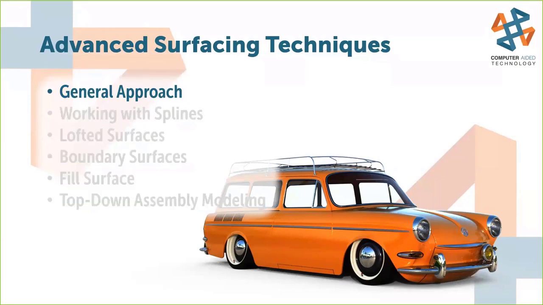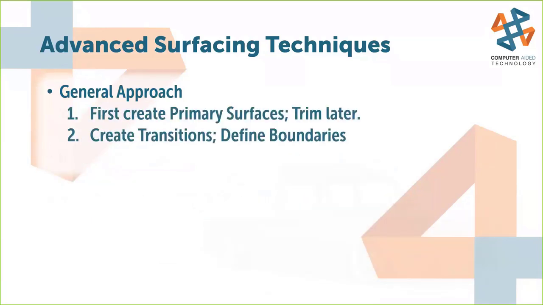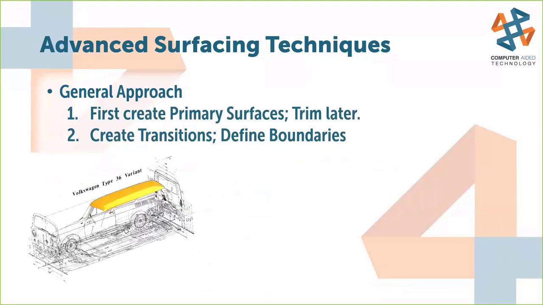So let's first talk about the approach here. When we're creating these kinds of complex shapes, most of the time I'm creating primary surfaces, in other words, major surface areas of the car, like maybe the roof, and I can trim those back later. I make those surfaces bigger than they need to be, and then they are cut back to just the areas that I need.